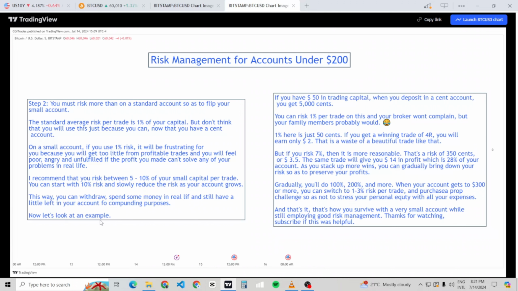Okay, so now let's look at an example. If you have $50 in your trading capital, when you deposit in a cent account, you will get 5,000 cents, right? You can risk 1% per trade on this, and your broker will not complain. They're going to put it on for you. But your family members probably would.